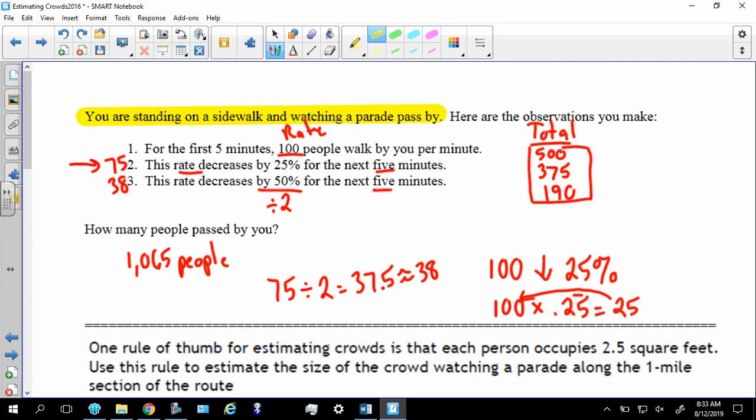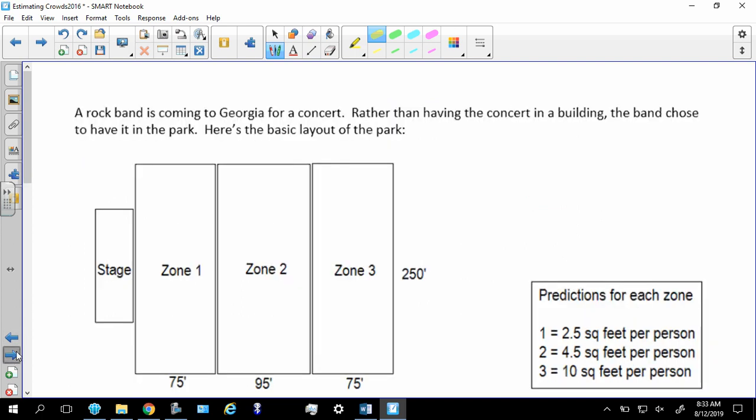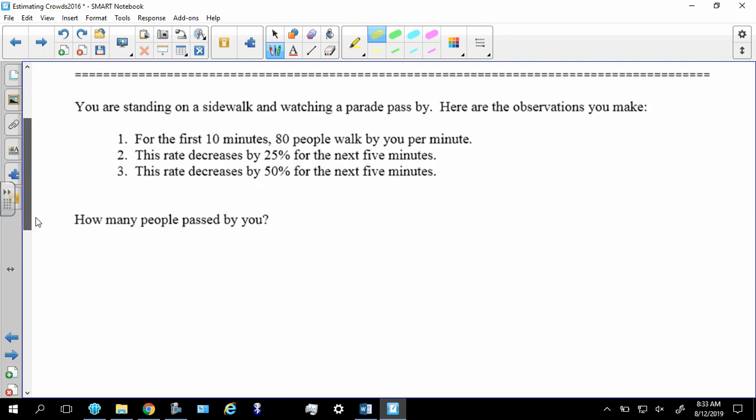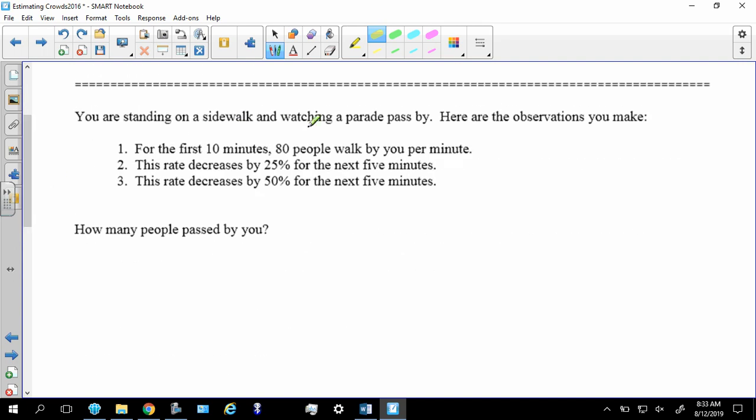All right, let's try another one. See if I can find it on this worksheet here. All right, so here we go. In fact, we'll do this one. All right, you are standing on a sidewalk and watching a parade pass by. Here are the observations. It says for the first 10 minutes, 80 people walk by you. All right, so that's pretty simple. First 10 minutes, 80 people. Well, 10 times 80, that's 800 people.